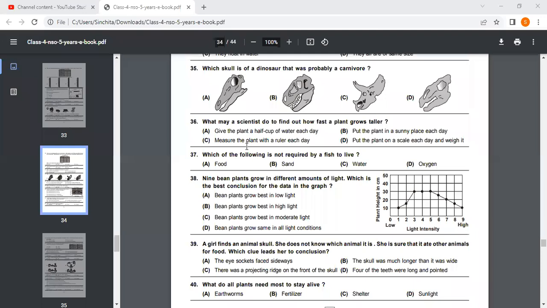Ma'am, not C. No, it's not C. You can only measure the plant with a ruler to find out whether it has grown or not. Ma'am, D. No, it's neither C nor D, beta. These things will only tell you whether the plant has grown or not. But what are the conditions required for the growth of a plant?